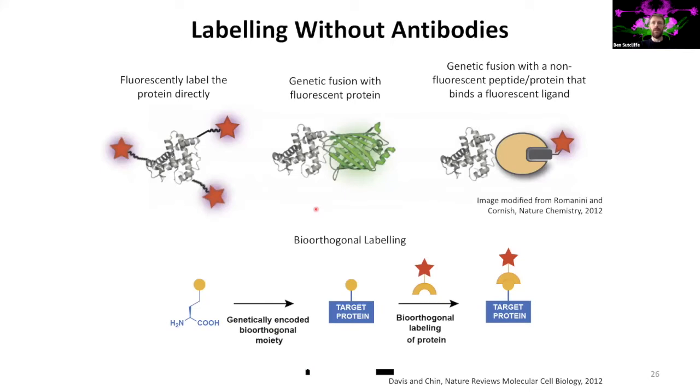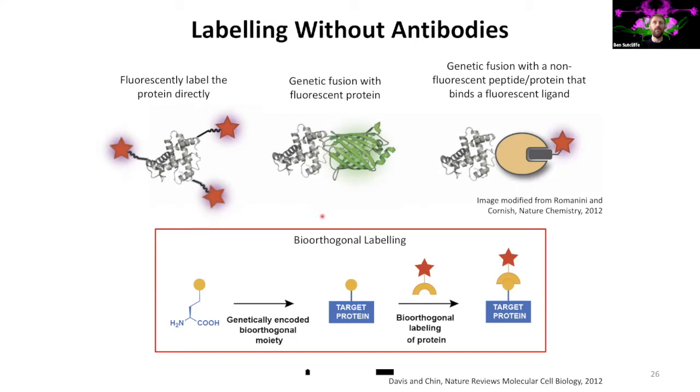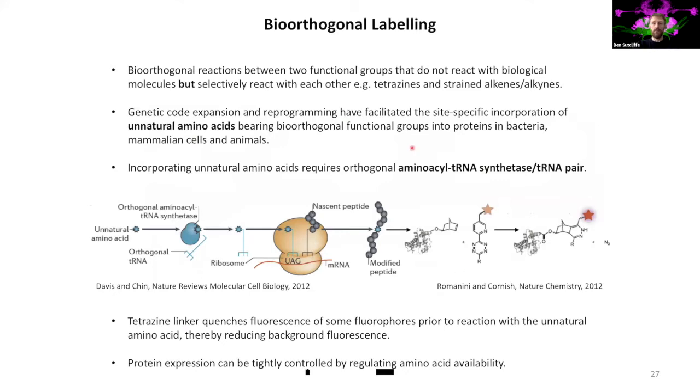So another way to label without antibodies is to do this bioorthogonal labeling. This has been developed at the LMB by Jason Chin's group. I'll just briefly tell you about that. It works by the introduction of an unnatural amino acid into your target protein, which can then be labeled with a fluorophore. So in order for this to happen, you need to engineer the sequence of your protein of interest so that it contains a UAG codon in the mRNA. And this will be at the site where you want to add the tag.